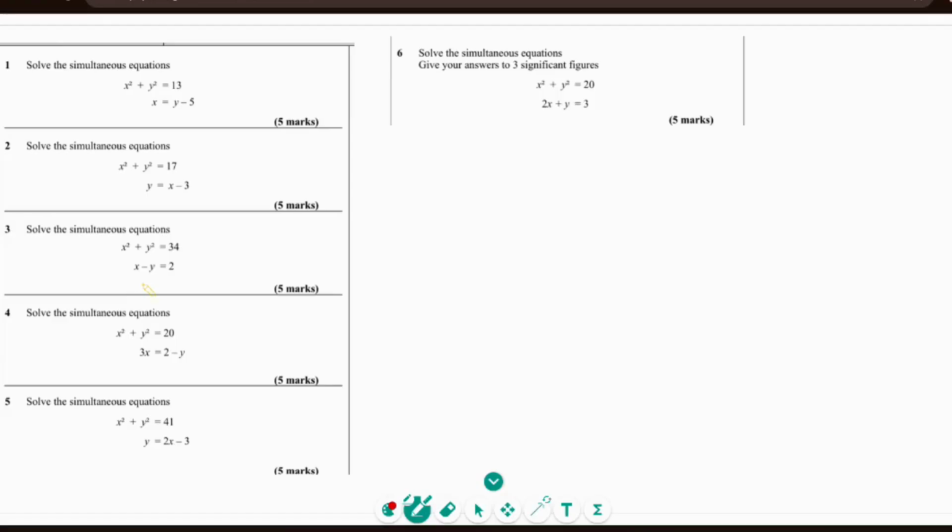Right, this time I'm going to make x or y the subject. I'm going to make x the subject. I think it's going to be easier by adding y to both sides. You could have made y the subject, would have been absolutely fine. Just would have been a couple of steps involved in that, but you would get the same answer in the end.